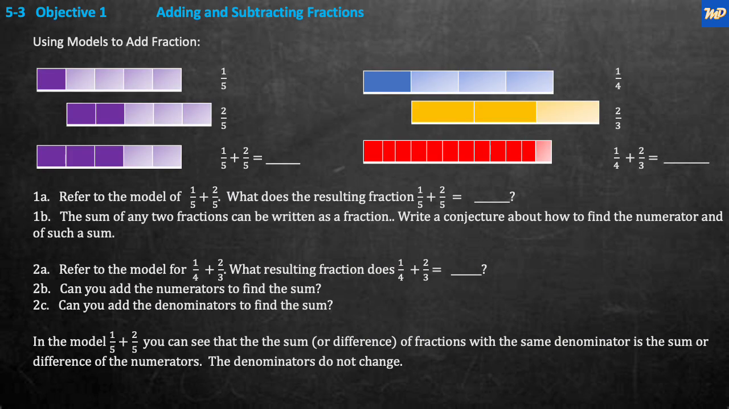Okay, objective 1, adding and subtracting fractions. So using models to add fractions. In this first case, we have a model which is fifths. As you can see here, there are 1, 2, 3, 4, 5 tiles. And we're selecting one of them, so that's 1 of 5, which is 1/5.